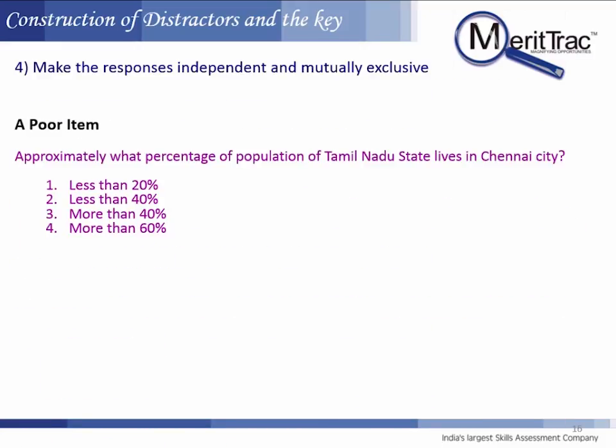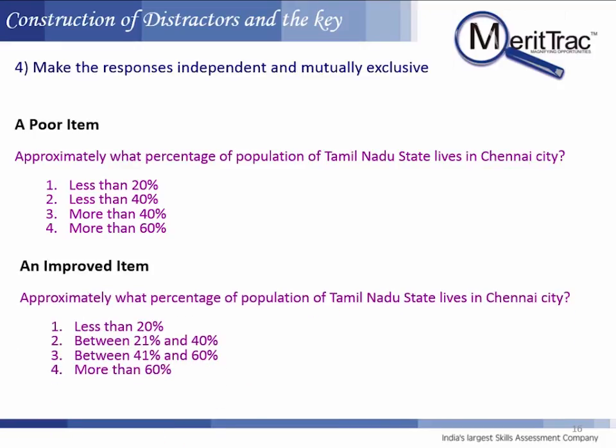Make the responses independent and mutually exclusive. In a poor item, if you look at the options, less than 20% is also less than 40%, or more than 60% is also more than 40%. So hence we suggest we put these options like less than 20%, between 21 and 40%, between 41 and 60%, and more than 60%. This is what we propose to bring a change in the options, so that it becomes independent and also completely mutually exclusive.